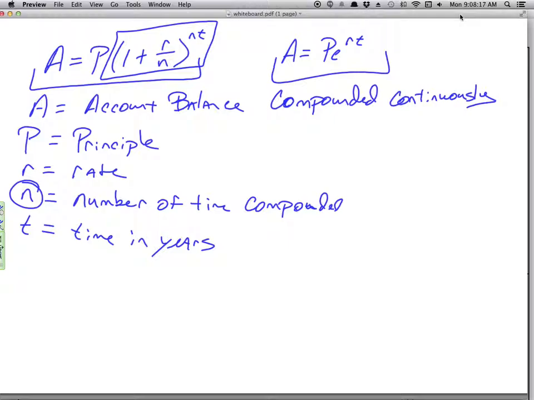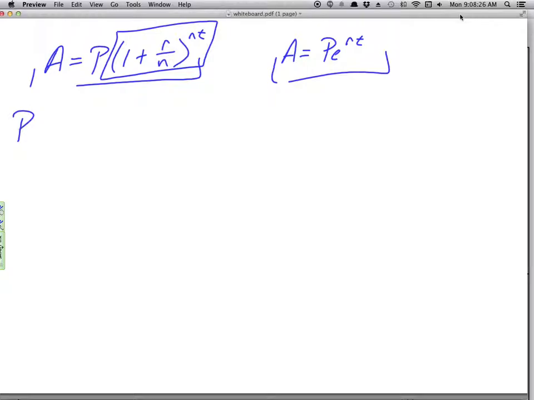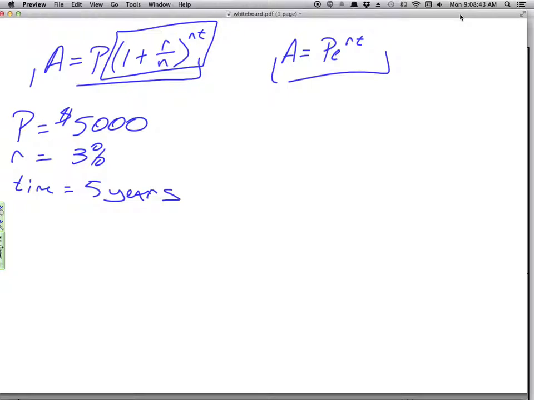All right, so now let's use these on a problem, and then we'll put you to work. So let's say I'm investing $5,000 at a rate of 3% for a time of 5 years. And I want to know how much money I make when I'm compounding 1 time, 4 times, 12 times, 365 times, and continuously.